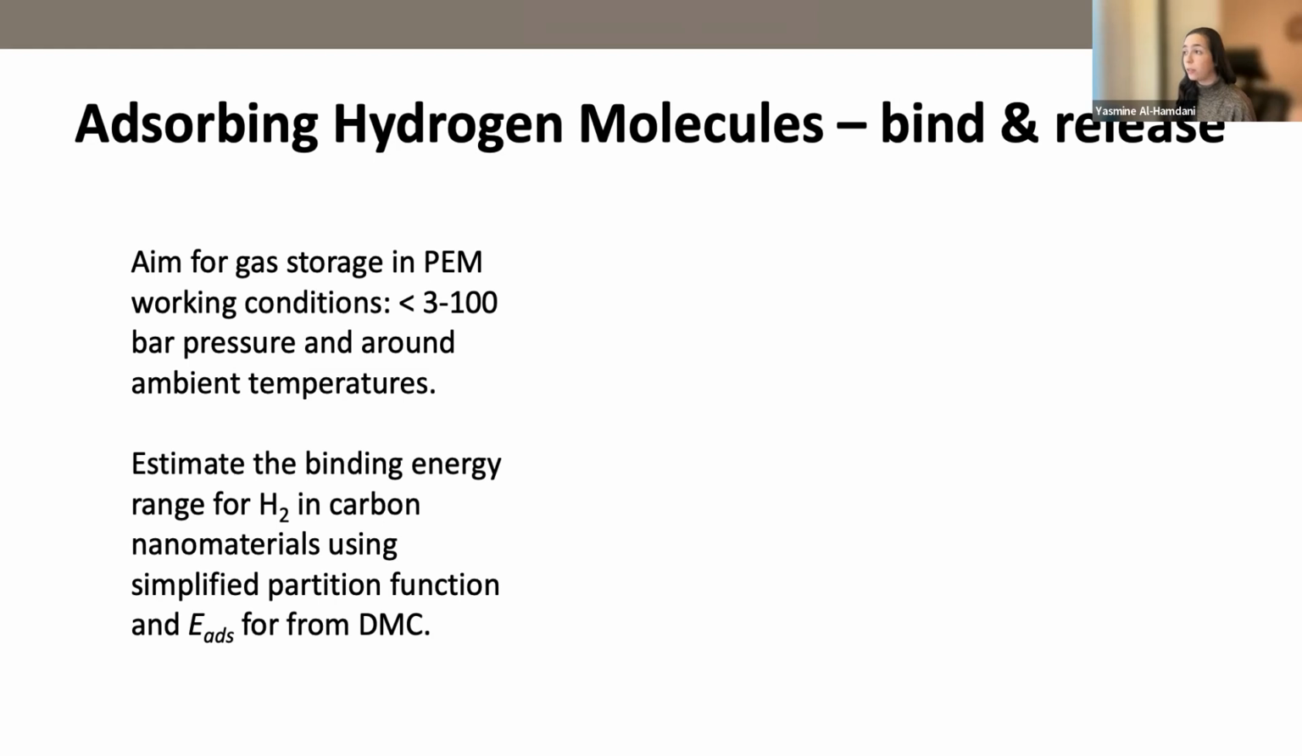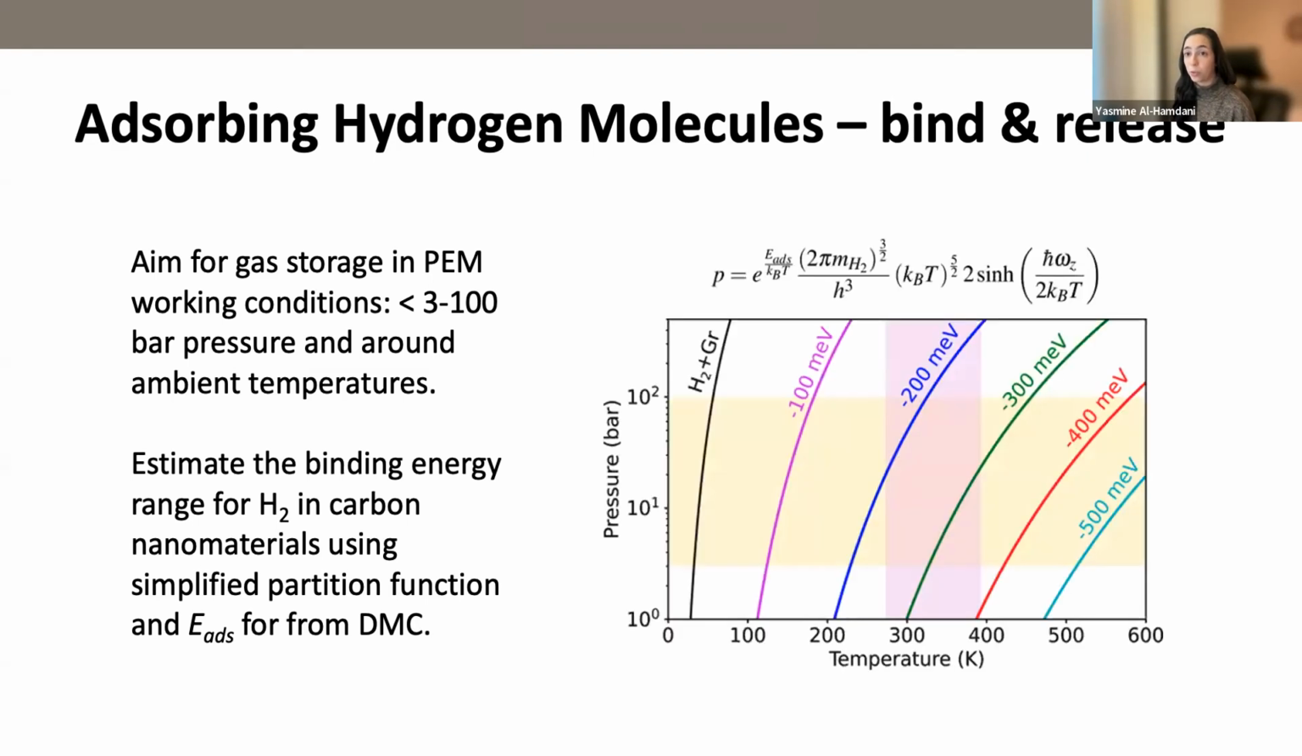So one alternative would be to store it in its molecular form, but to be able to release it as needed to a proton exchange membrane, for example, in a vehicle, right? We know that those function in the 3 to 100 bar pressure regime, and ideally we'll be able to do this at ambient temperatures. So my colleague Andrea looked at the partition function to deduce what binding energy range would fit those conditions of pressure and temperature.